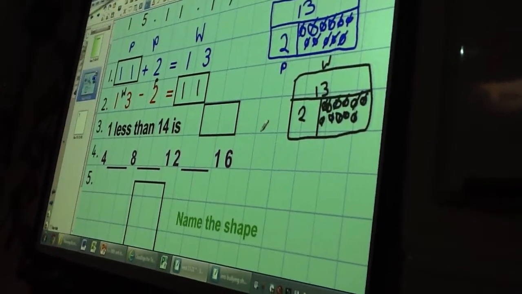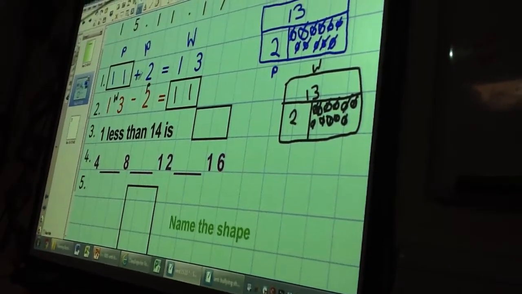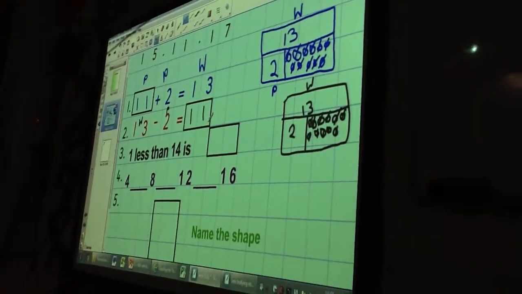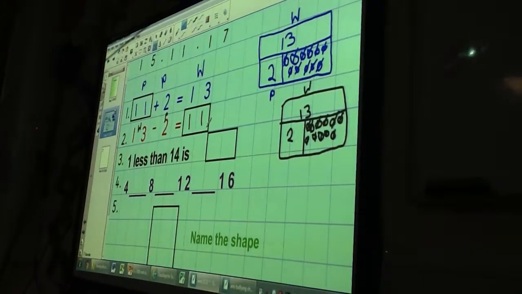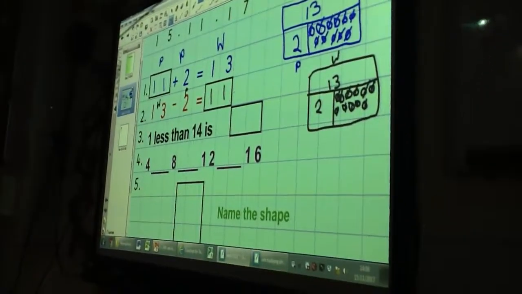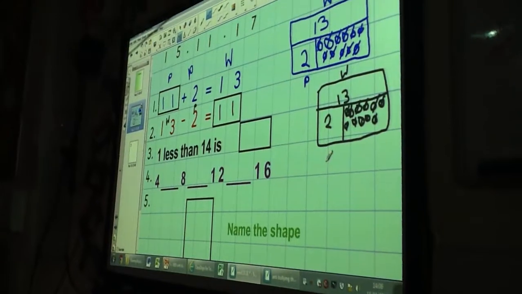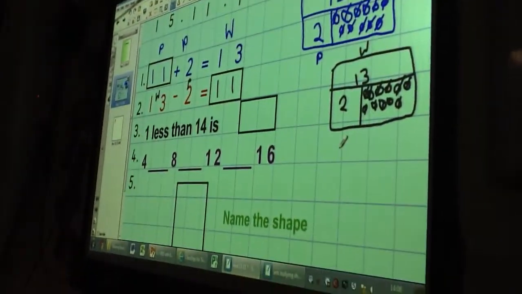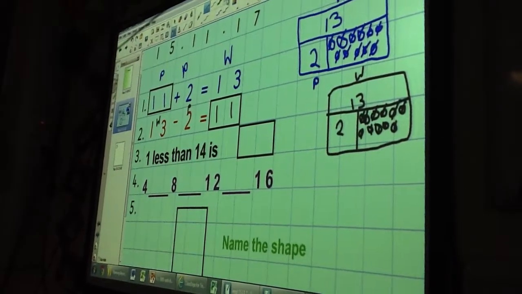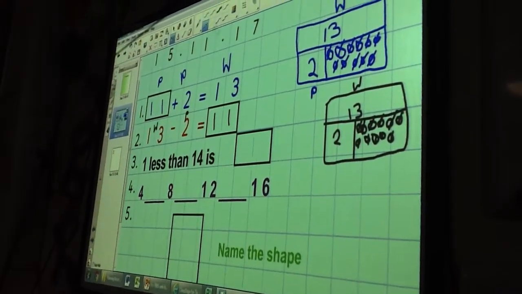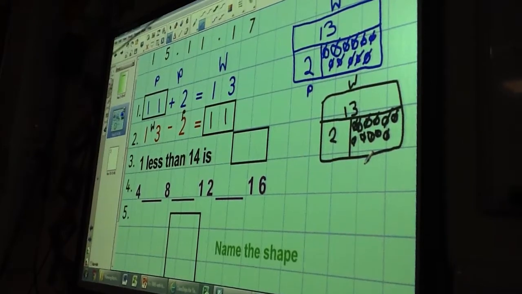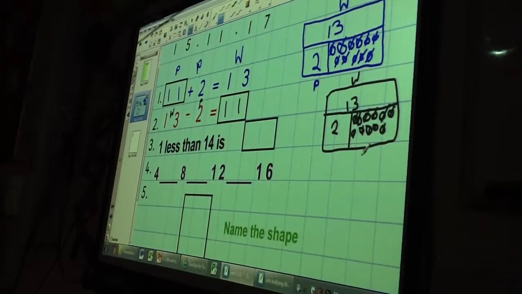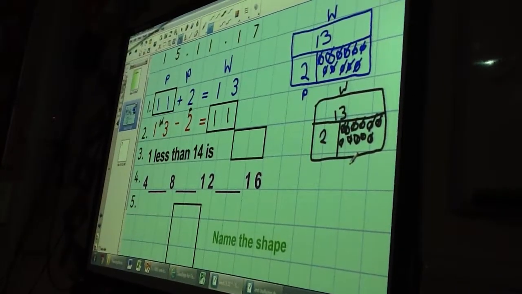Oh my goodness, that's like a number family, isn't it? 11 add 2 is 13. 13 take away 2 is 11. So, 1 less than 14. How can I work this one out? 1 less than 14. What could I use? Eyes, I love. You go backwards. You could go backwards. Like count backwards. Yes, you could.